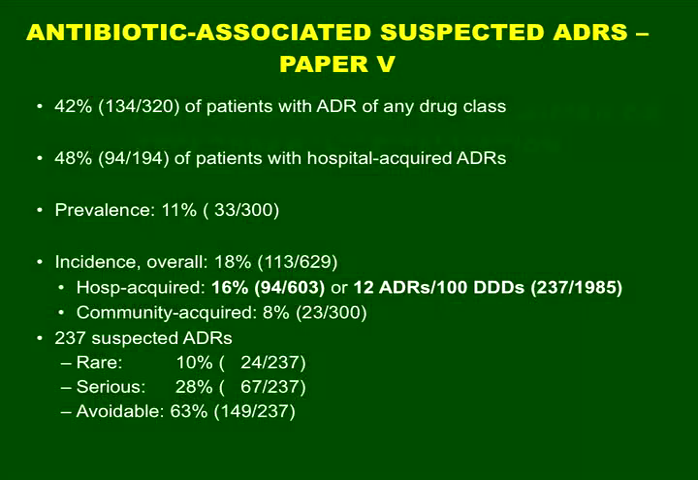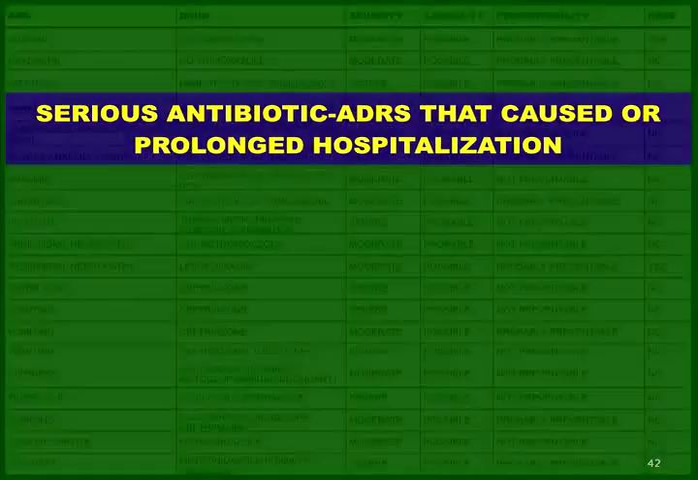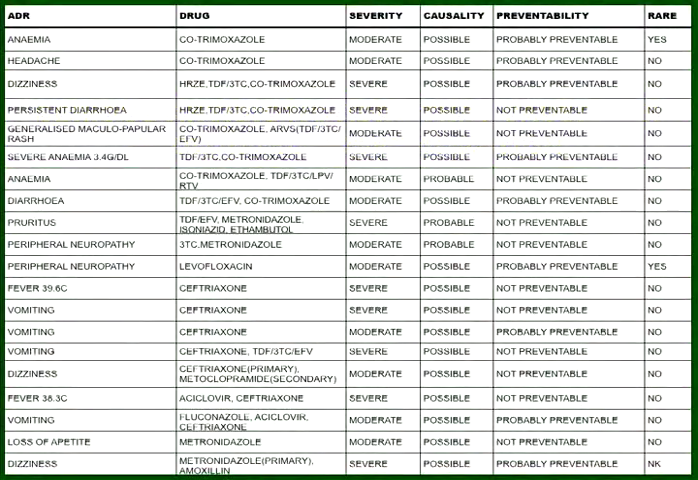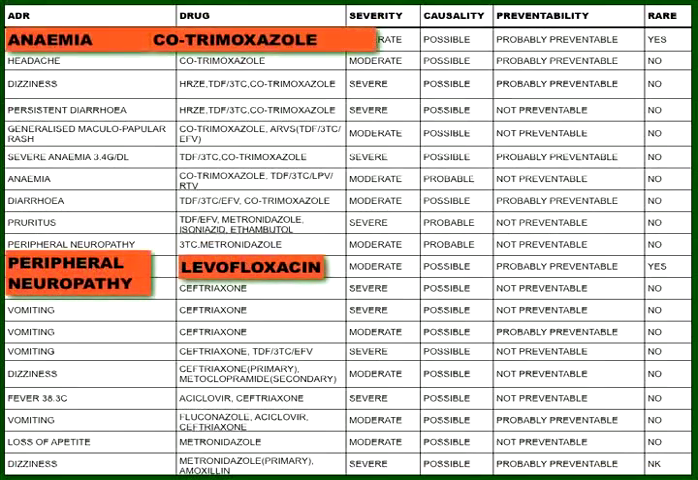This is a list of the 20 serious antibiotic-associated ADRs that were linked to hospitalization. I highlight here anemia linked to the use of cotrimoxazole, and peripheral neuropathy associated with levofloxacin use. These two being the only rare ADRs, but which were actually preventable.